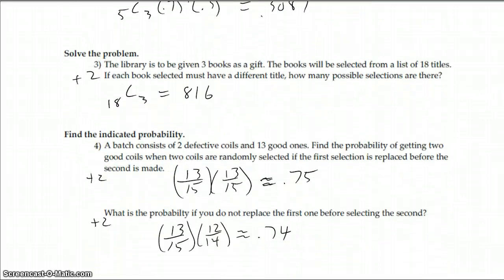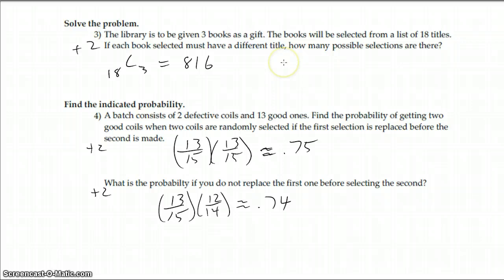On number 3, we've got 18 books. How many different arrangements of 3? So how many different ways could I give 3 books to somebody? And this means order does not matter, so it's combinations. 18C3, 816 different ways you could do that.